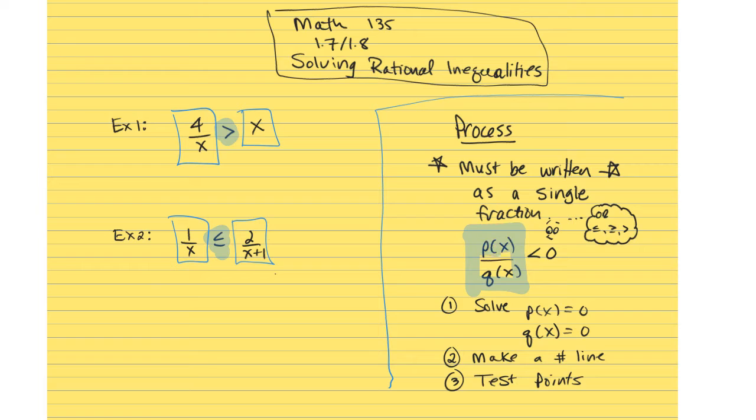That's really important. We need to move everything to the left side, get a common denominator, combine numerators, so that we're left with just a single fraction and then a zero with our inequality symbol. Okay, once we have that, then the next thing we're going to do is solve for when the numerator is 0, and then we're going to solve for when the denominator is 0. Those are going to be our key points.